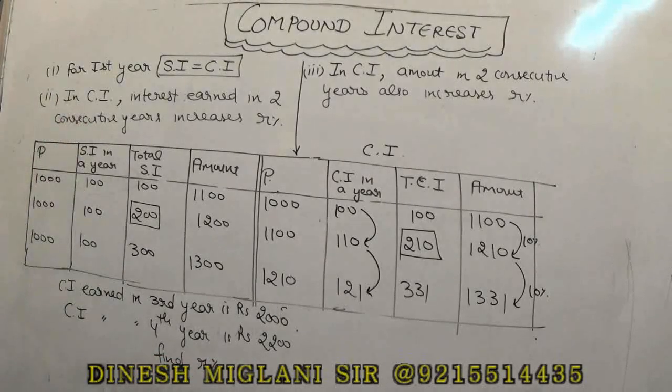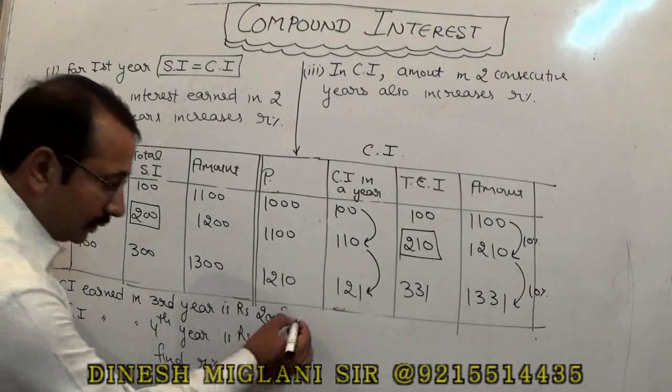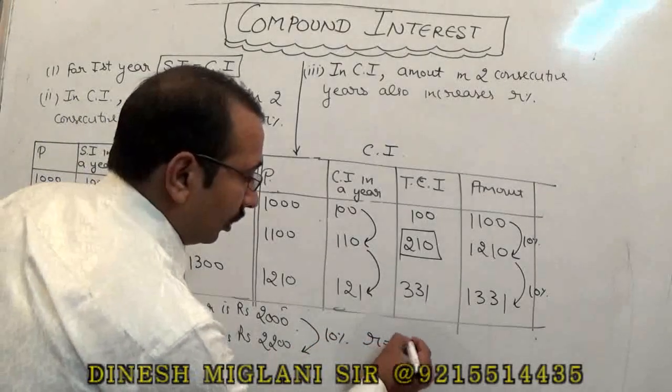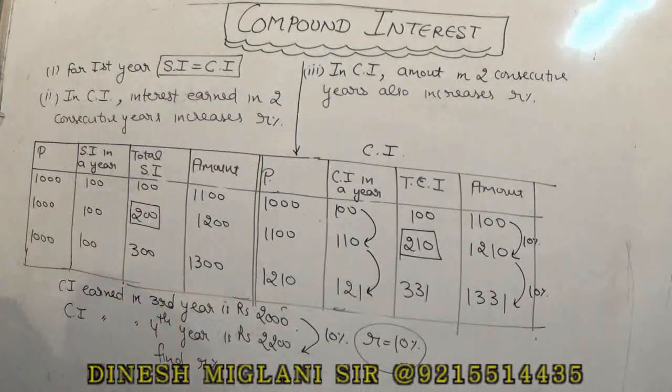I know that compound interest earned in 2 consecutive years increases by R%. It means what is the percentage change? 10%, so my answer is that the rate of interest is 10%. Right? So that is a basic understanding that tells us the difference between SI and CI, how they will change, and what we mean by compound interest. I hope this is clear to you. After understanding this, now we will start with compound interest formula-wise as well as different types of problems.